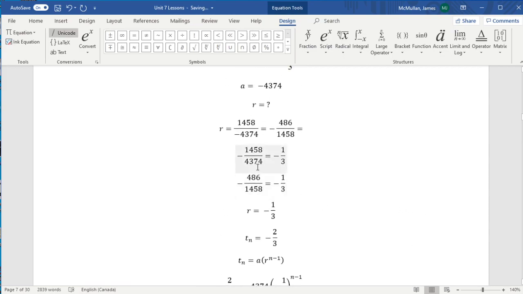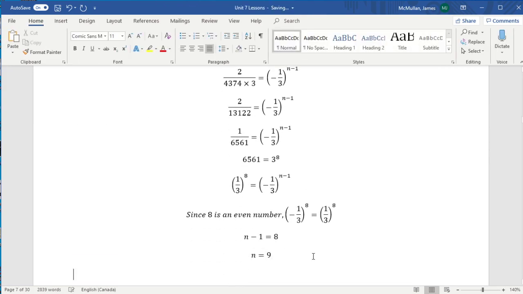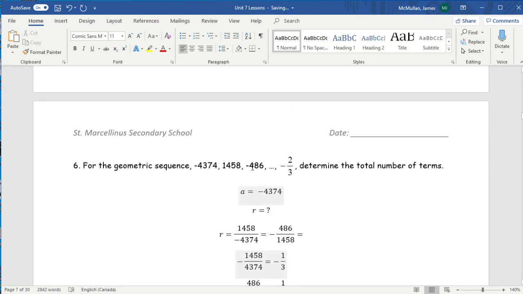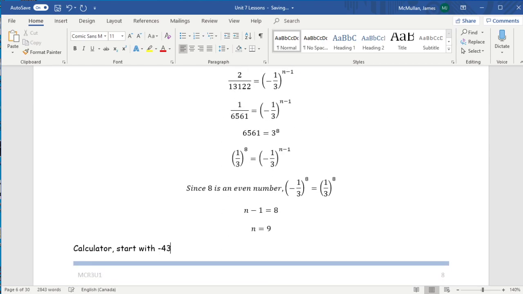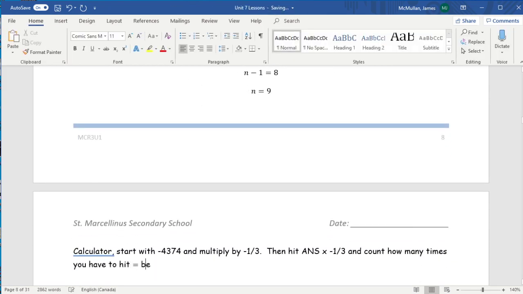It might be easier in a question like this to use your calculator. Start with negative 4374 and multiply by negative 1/3. Then hit ANS, the answer button on your calculator, times negative 1/3, and count how many times you have to hit equals before you get negative 2/3. You can also do it that way. You don't have to do it the algebraic way.